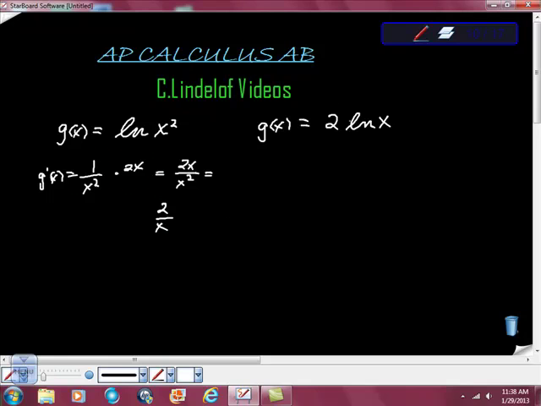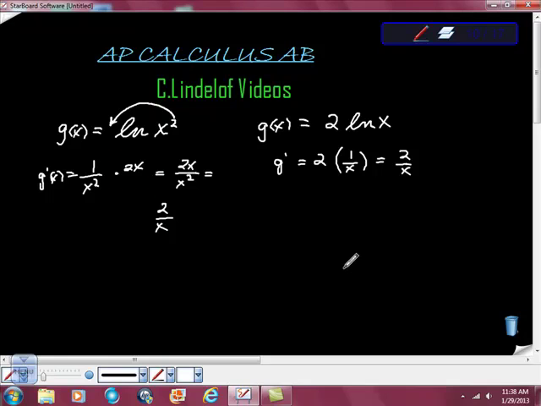And all I'm saying to you is, if we use the properties of exponents, we can do this another way also. We can take this exponent and roll it back as a coefficient. That's what I did here. When I take g prime at x, I get a constant multiple of 2 times the derivative of ln of x, which is 1 over x, which is equal to 2 over x. Same answer.